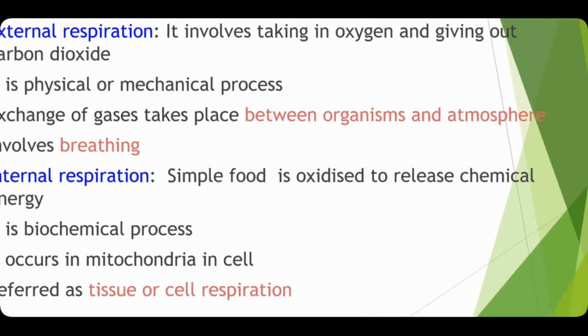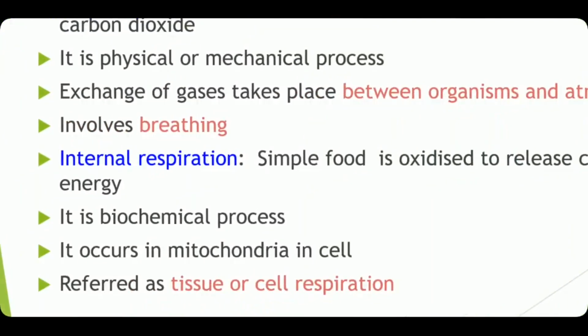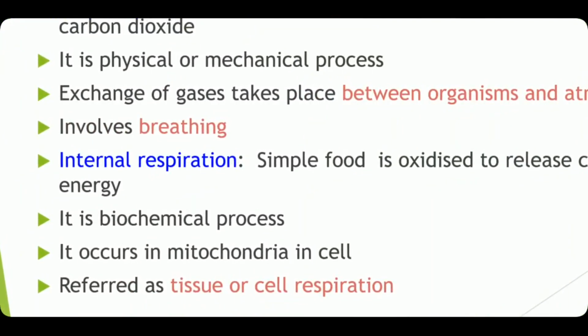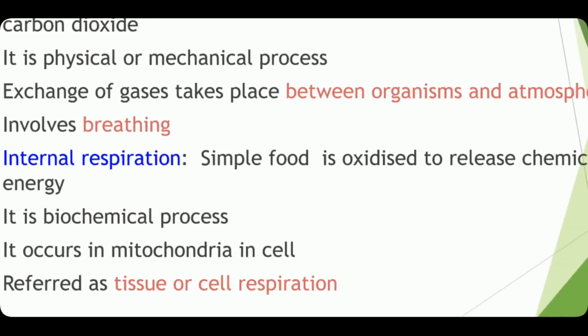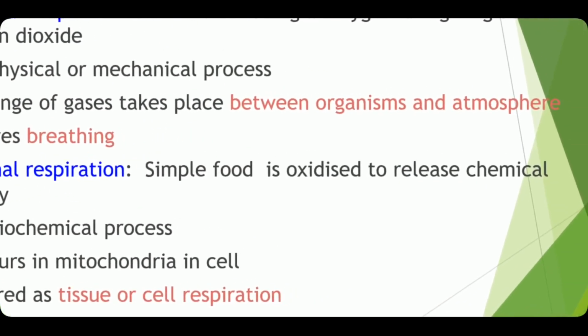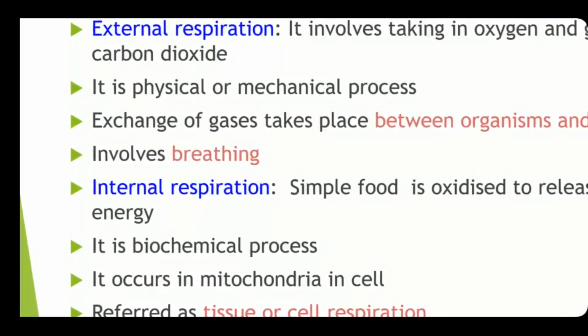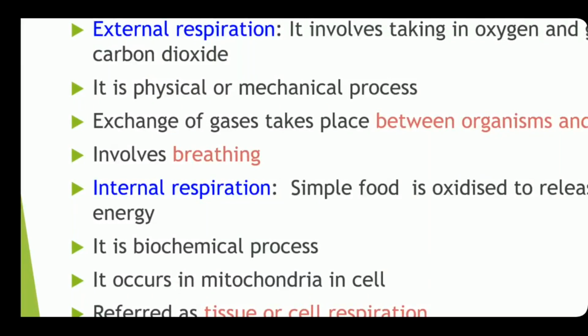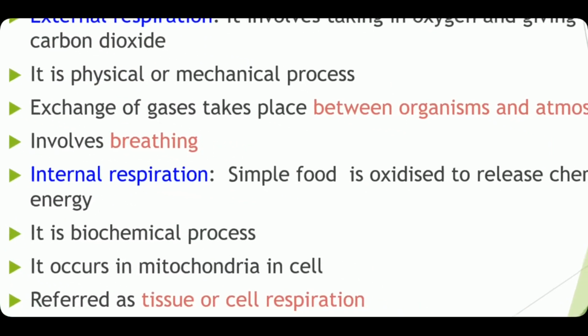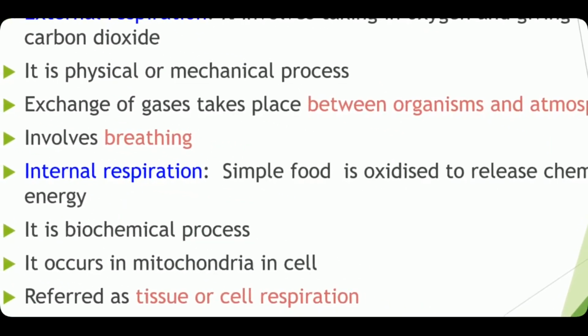So now the next one is internal respiration. Internal respiration, as the name suggests, takes place inside, in the tissues, in the cells. Here the simple food is oxidized to release chemical energy. As I told you, at the time of respiration the food is getting oxidized, which means broken down, and it releases energy for making chemicals.